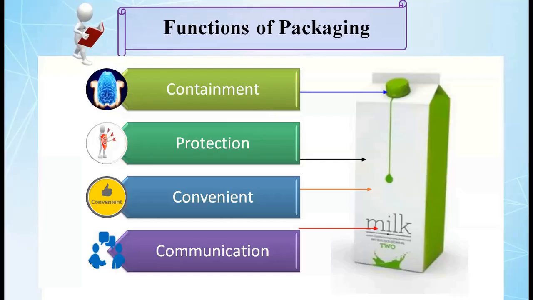Then containment. Containment is nothing but convenience in the carriage of the product from one place to another, and in stocking and consuming. For example, if we see a PET bottle, polyethylene terephthalate bottle, of Coke, it is very easy to carry and stock. Similarly, the bag of Fruity, we are all familiar with Fruity. It provides convenience in its consumption, that is, it is easy for handling and for the consumer to use.